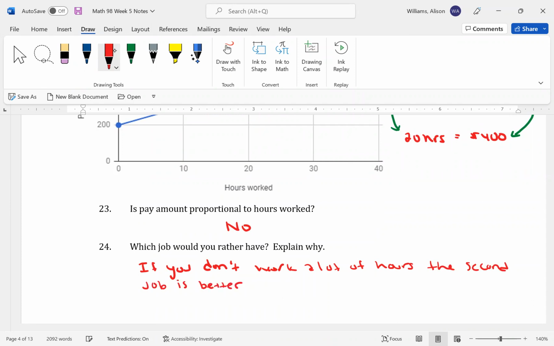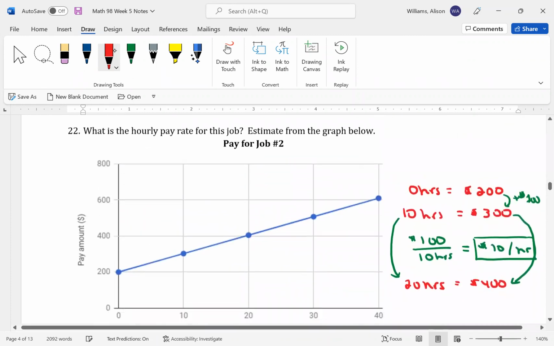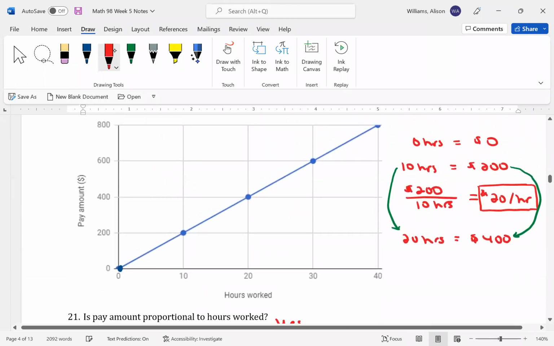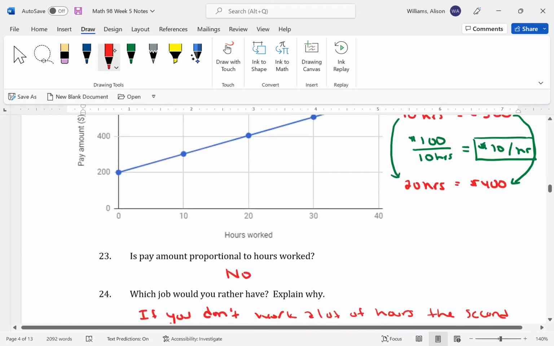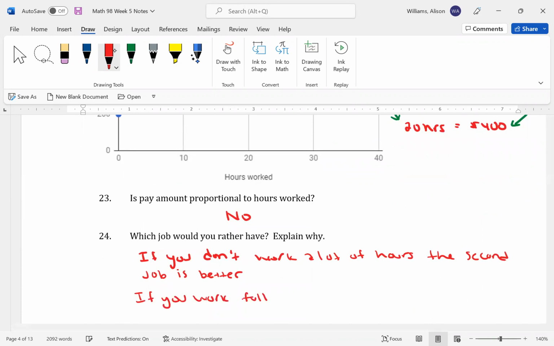But for most people, the truth is the first job is better, because at 40 hours a week, they get $800, but here at 40 hours a week, they get $600. So when they work a full work week, which is typically 40 hours a week, they're getting paid more. The first job is better overall if you work full time. The first job is going to pay better.